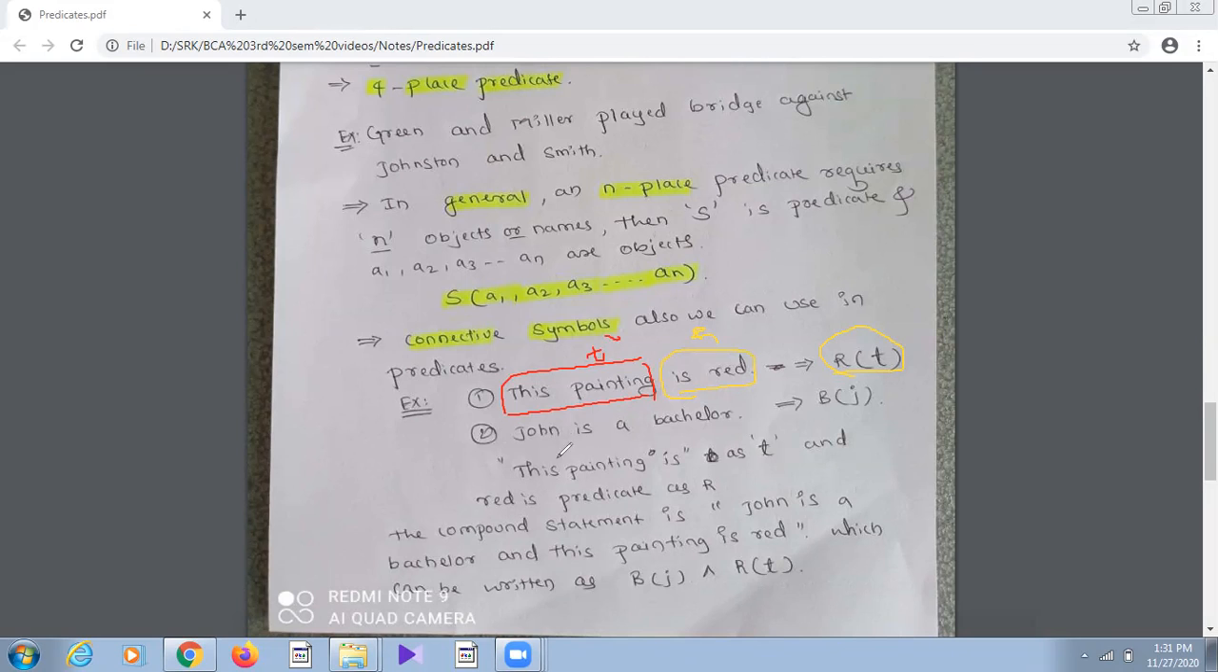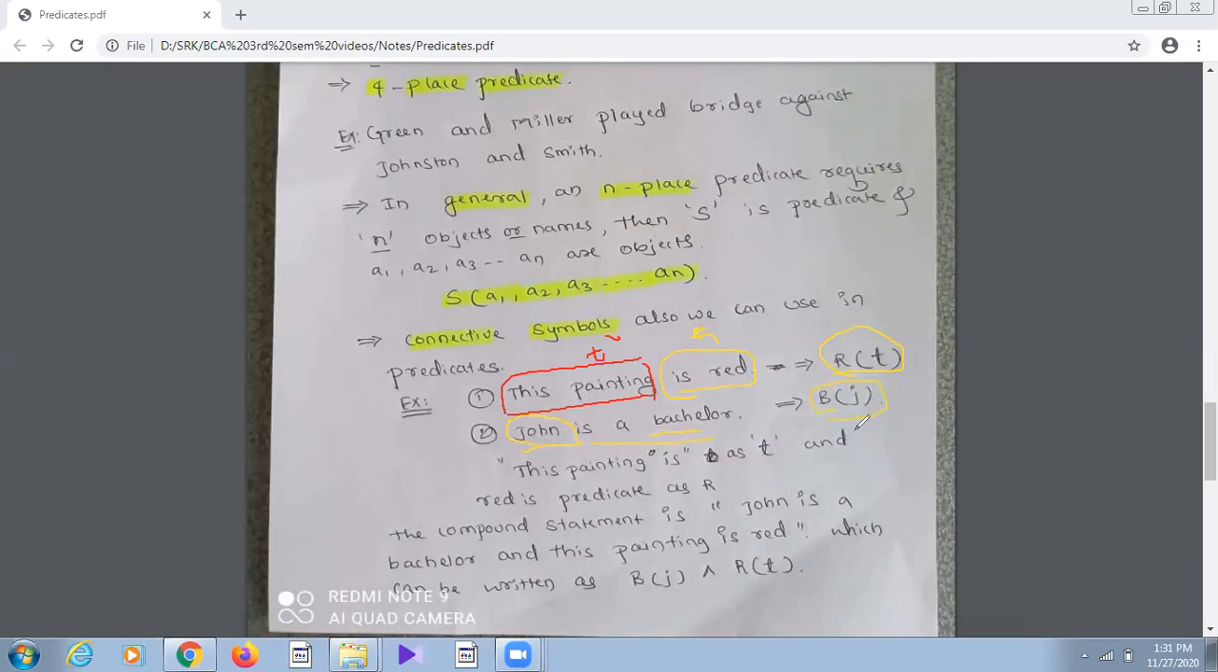We already denoted this one. John is one individual name, so that is a small j, and bachelor is a predicate, so it is denoted as a capital B. So this primary statement would be denoted B of j.